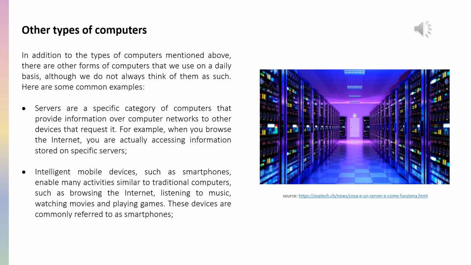In addition to the types of computer mentioned above, there are other forms of computers that we use on a daily basis, although we do not always think of them as such. Here are some common examples. Servers are a specific category of computers that provide information over computer networks to other devices that request it. For example, when you browse the internet, you are actually accessing information stored on specific servers.